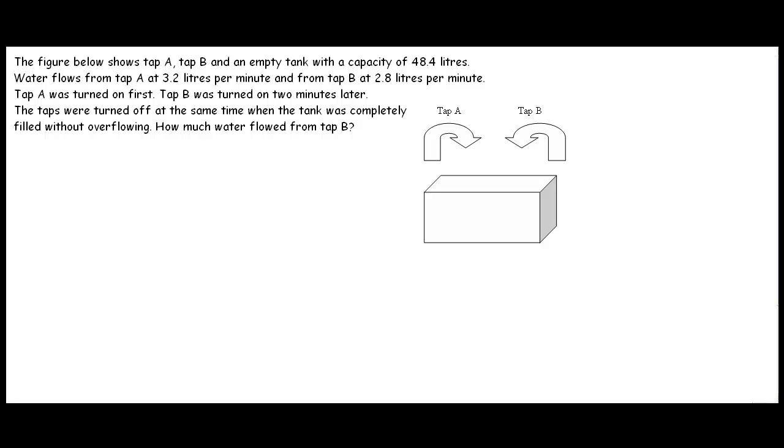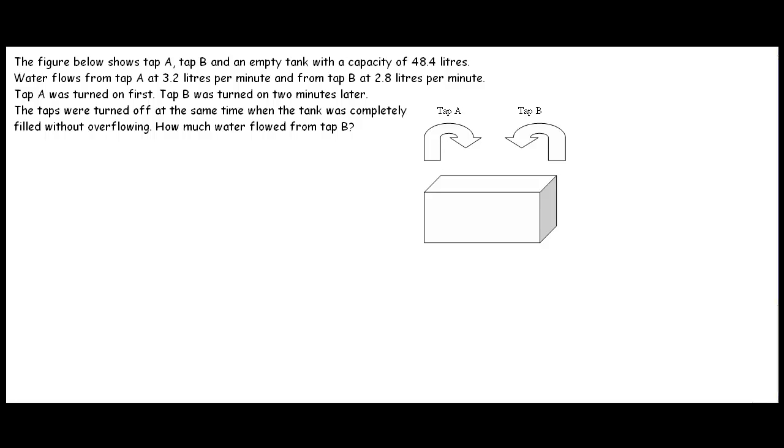The figure below shows tap A, tap B and an empty tank with a capacity of 48.4 litres. Water flows from tap A at 3.2 litres per minute and from tap B at 2.8 litres per minute. Tap A was turned on first. Tap B was turned on 2 minutes later. The taps were turned off at the same time when the tank was completely filled without overflowing. How much water flowed from tap B?